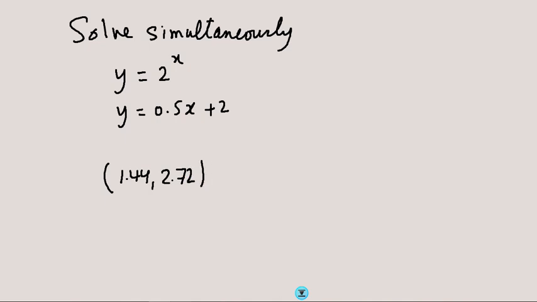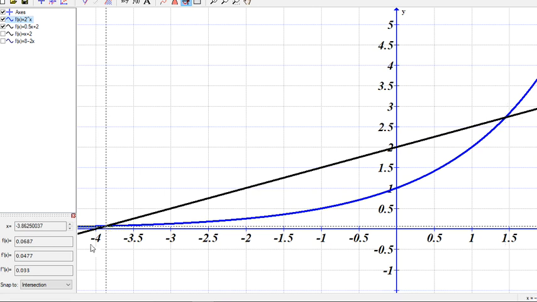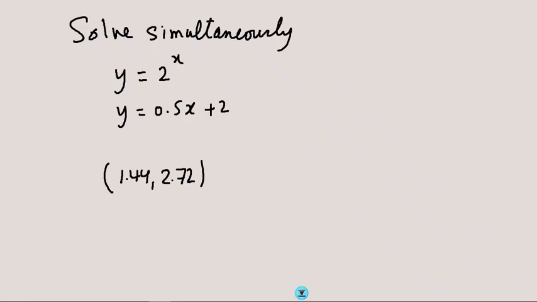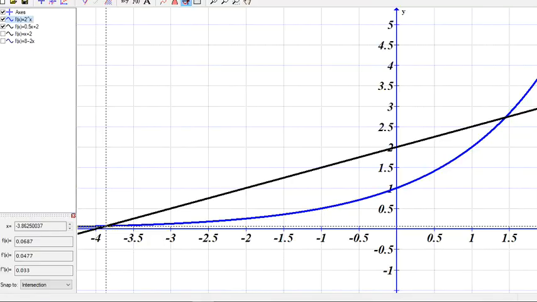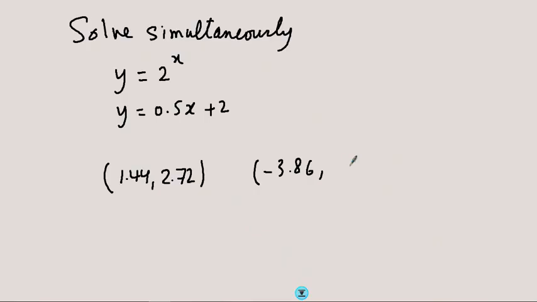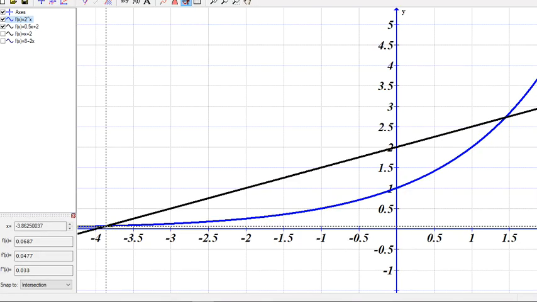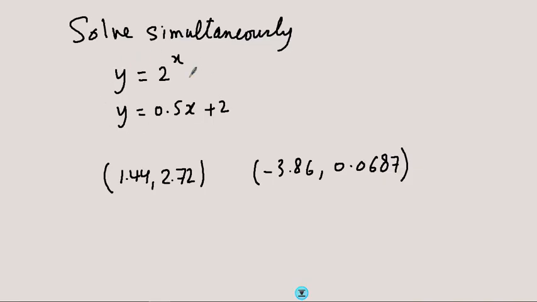and the other solution will be the coordinates of the point of intersection. In this case, it's negative 3.86 and 0.0687. And those would be the two simultaneous solutions of those two equations.